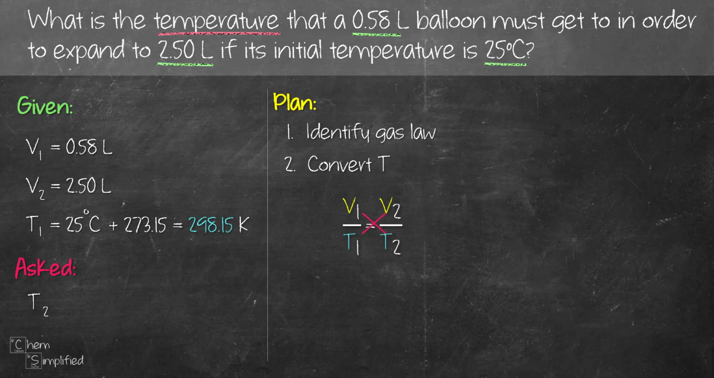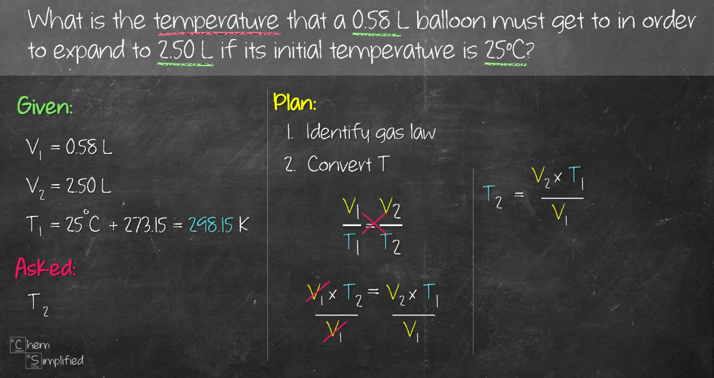We cross multiply. So V1 multiplied with T2 equals V2 multiplied with T1. Now we're closer to solving for T2. Now all we have to do is isolate T2 on the left hand side. So we do that by dividing by V1 on both sides of the equation. That way we can get rid of V1 on the left hand side. So that's going to leave us with T2 equals V2 times T1 over V1.